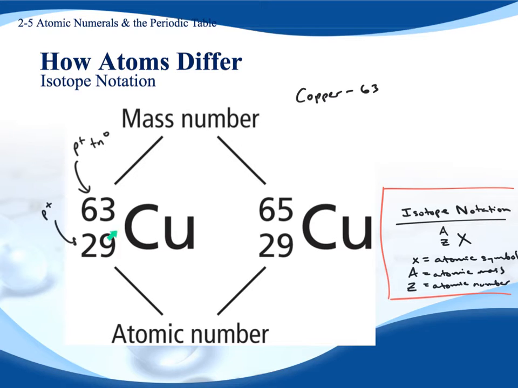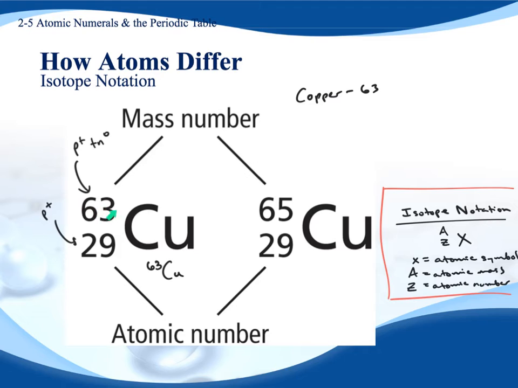Oftentimes you won't see this written like this. What you will see is just 63 Cu. The reason is that this 29 is assumed. In order for this to be copper, it must have 29 protons. So sometimes they will not put that 29 there, because if you have a periodic table, you know this information.